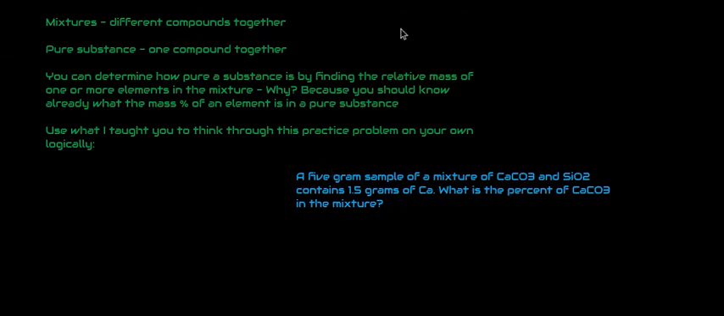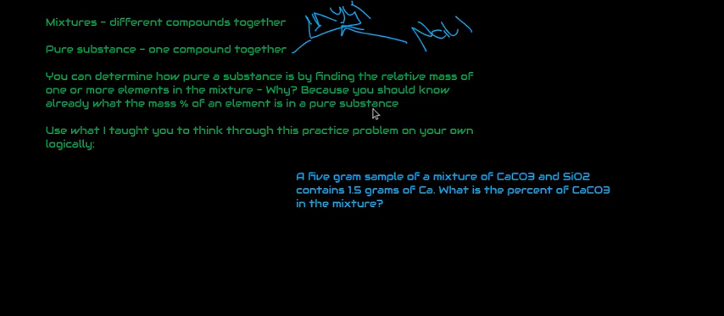Lastly, I'm not going to teach this much with this one because I feel like you've learned enough for the past couple of videos. But I'll tell you what this is. A mixture is different compounds together. A pure substance is one compound together. So if I have a container of just AgCl, that is a pure substance. But if I put NaCl in, then that would be a mixture because it would be 2. You can determine how pure a substance is by finding the relative mass of one or more elements in the mixture. Why? Because you should already know what the mass percent of an element is in a pure substance.